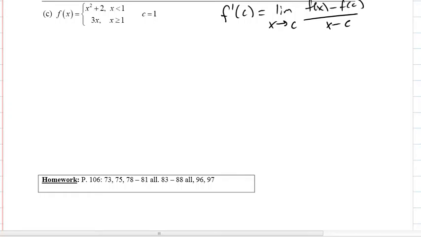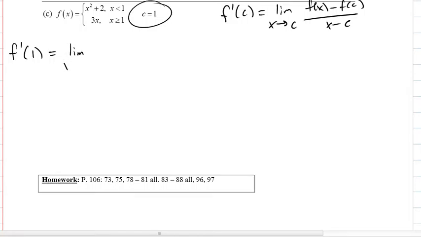But remember that in a piecewise function, if you have two functions, then that means you have one side of the function and the other side of the function. So we have to split off the limit as a plus and a minus, from both the left and right sides. So let's go ahead and do this. So it's going to be f prime of 1 because my c is 1, is equal to, well, let me do the left side of the limit first.